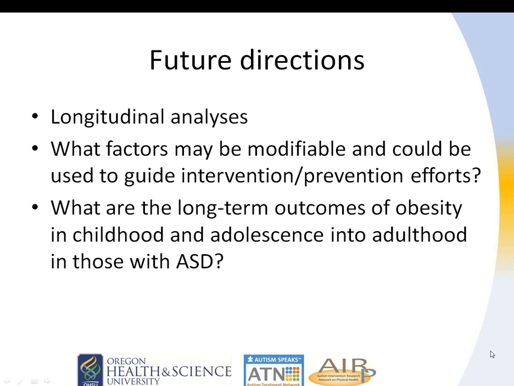And what are the long-term outcomes of obesity in children and adolescents into adulthood and those with ASD? This is really a hot topic at MFAR in terms of talking about the long-term outcomes for adults with autism. And we really don't know what are the long-term outcomes of obesity in this population into adulthood. We know the long-term outcomes of obesity in the general population, but it's really not clear how these factors might shift and change over time as they gain more independence.